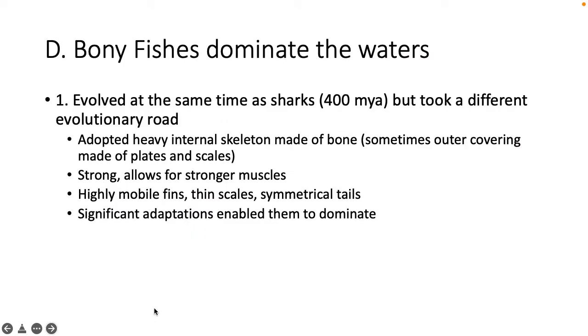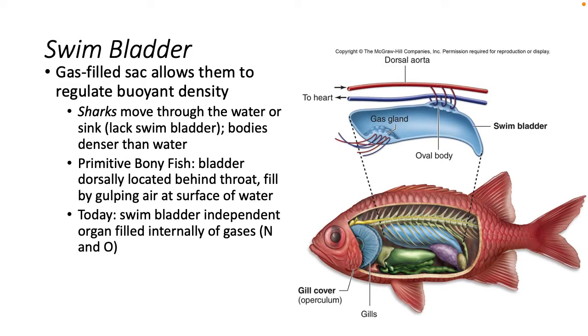Okay, bony fish dominate waters. So they evolved around the same time as sharks, but they took a slightly different evolutionary road. Their skeleton is made of bone, which means that they're stronger, and they can get larger in size, with stronger muscles. But there's a problem. Bone is heavier than cartilage. So they had to evolve a way to stay afloat better, and that is with a swim bladder. The swim bladder is a sac that gets filled with gases, and it helps them be more buoyant.